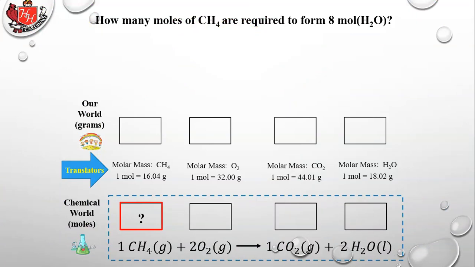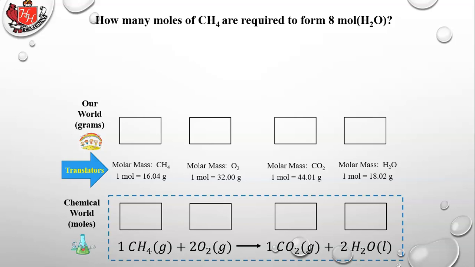Okay, so up at the top there is a question. How many moles of CH4 are required to form 8 moles of H2O? So you're going to see this graphic organizer and I want you to get used to using it while you're learning how to do this. So you see a top row of empty boxes and next to it it says our world in grams. So if you're given some number of grams, then what you can do is convert that into some number of moles using the translator called the molar mass.